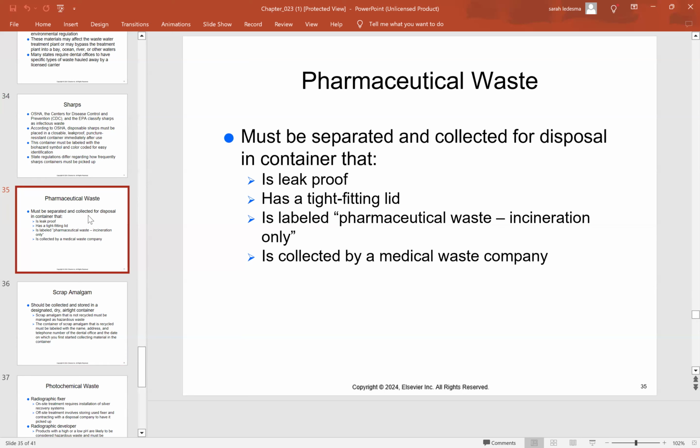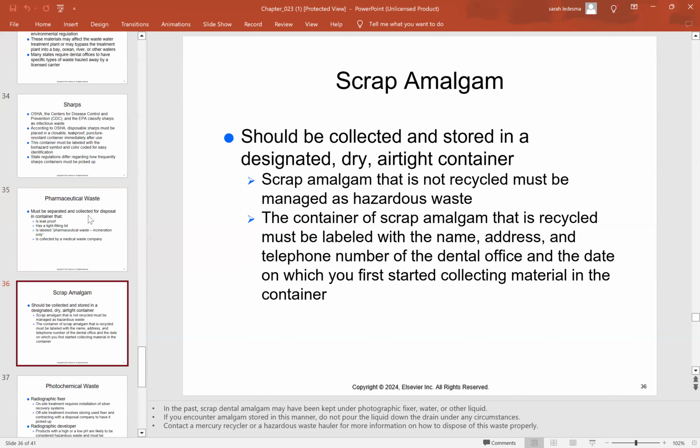Pharmaceutical waste must be separated and collected for disposal, and it needs to be in a container that's leak-proof, has a tight-fitting lid, should be labeled, and is collected by a medical waste company. Scrap amalgam should be collected and stored in a designated dry and airtight container.